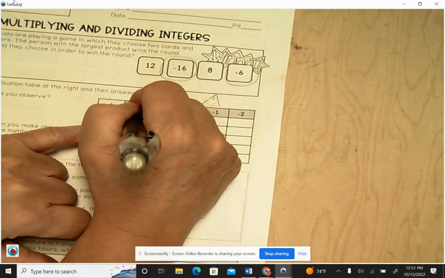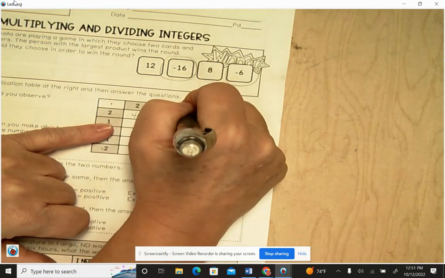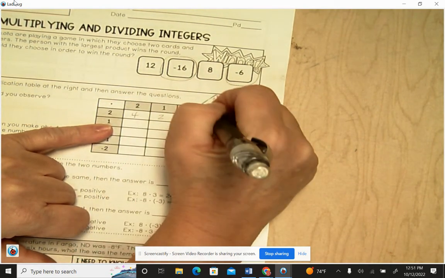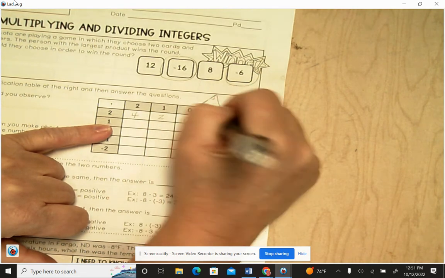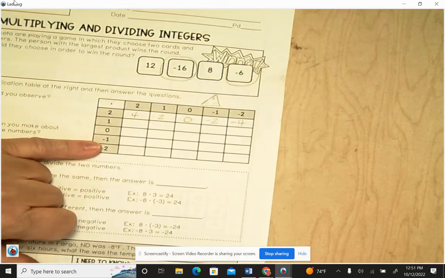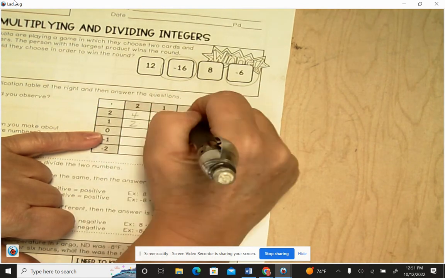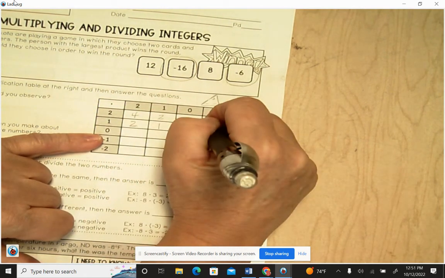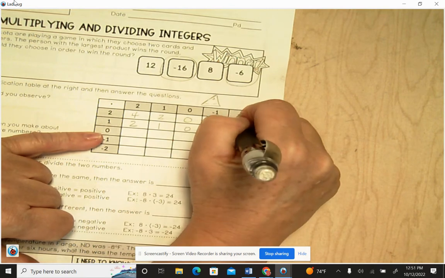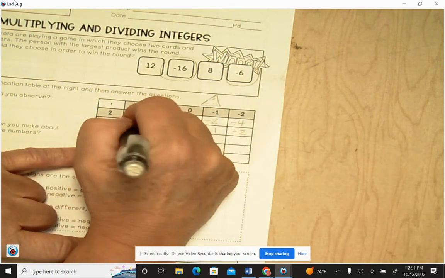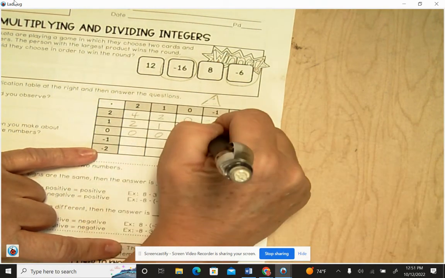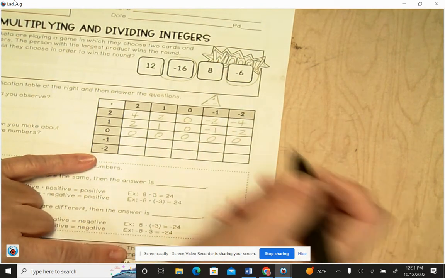2 times 2 is 4. 2 times 1 is 2. 2 times 0 is 0. 2 times -1 is -2. 2 times -2 is -4. 1 times 2 is 2. 1 times 1 is 1. 1 times 0, -1, -2: anything times 0 is 0 all the way across.